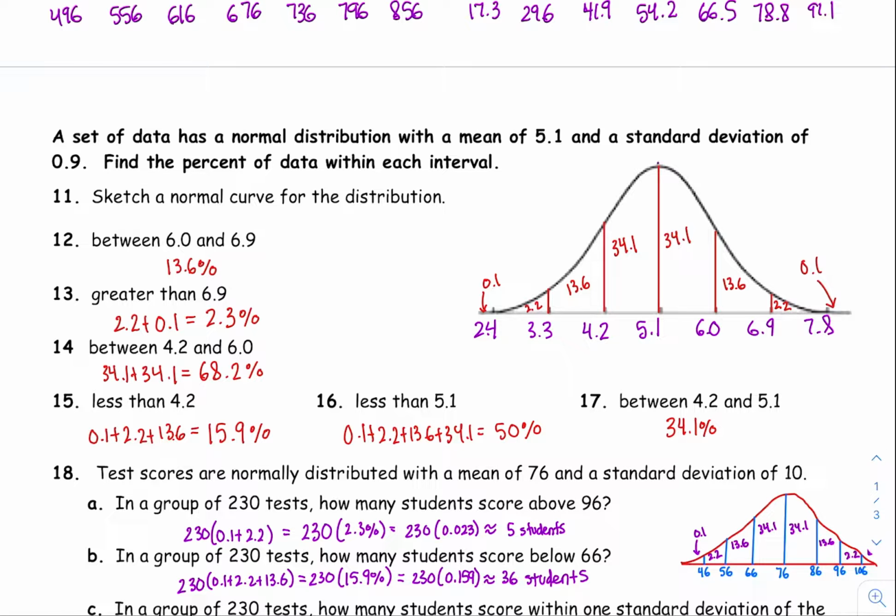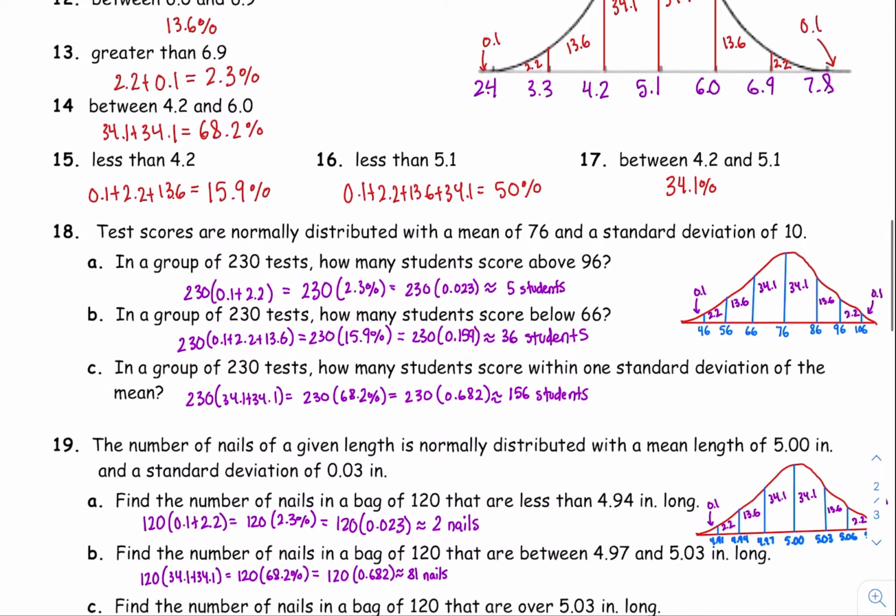Less than 5.1. So here's 5.1, and you want less than this halfway mark, so all of these add up to 50%. Between 4.2 and 5.1, that's 34.1%. All right, so that's those.